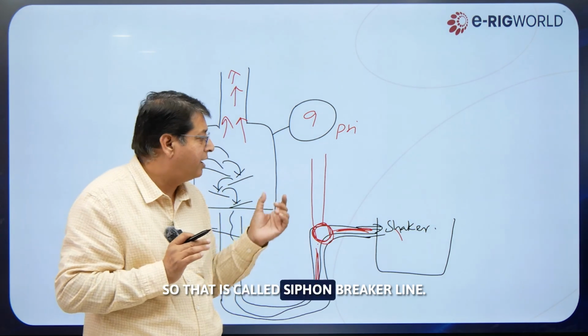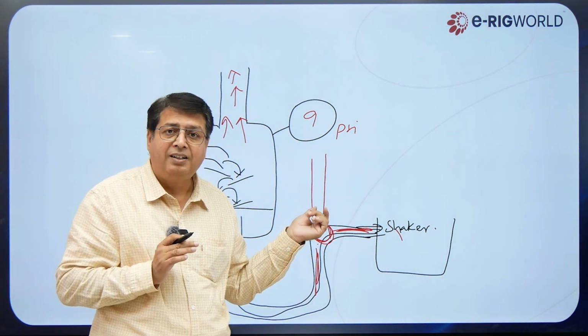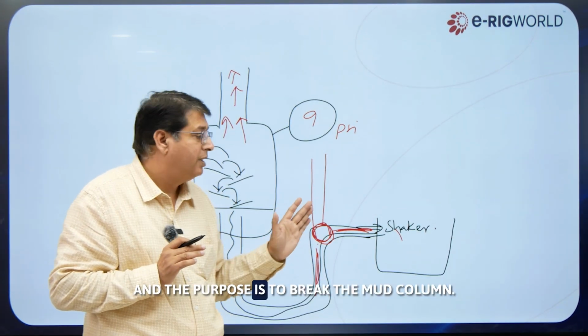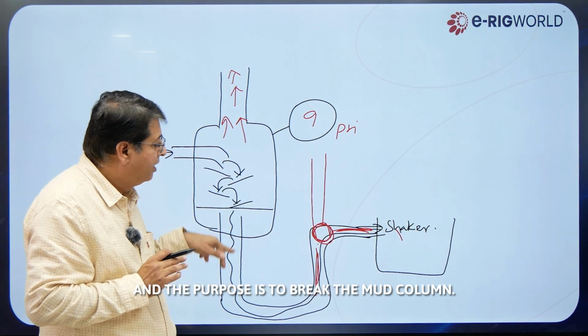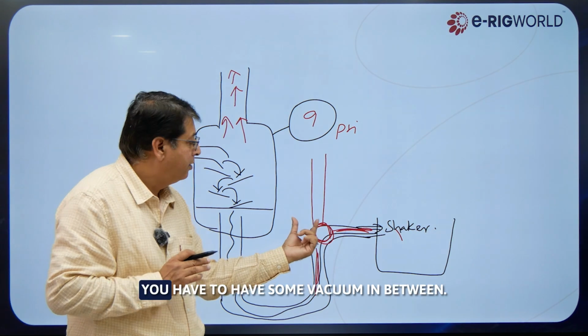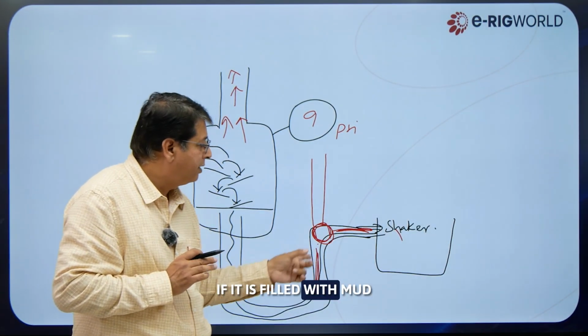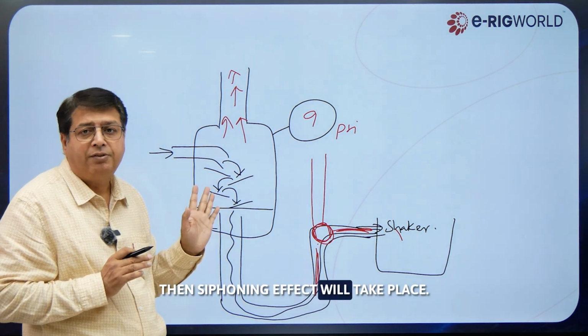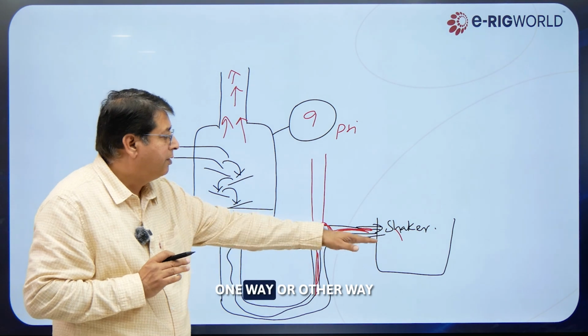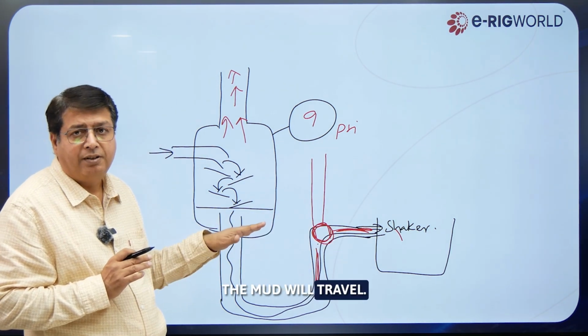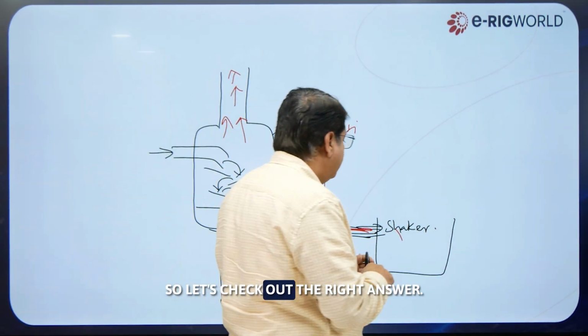So that is called the siphon breaker line, and the purpose is to break the mud column. You have to have some vacuum in between. If it is filled with mud, then the siphoning effect will take place. One way or the other way, the mud will travel. So let's check out the right answer.